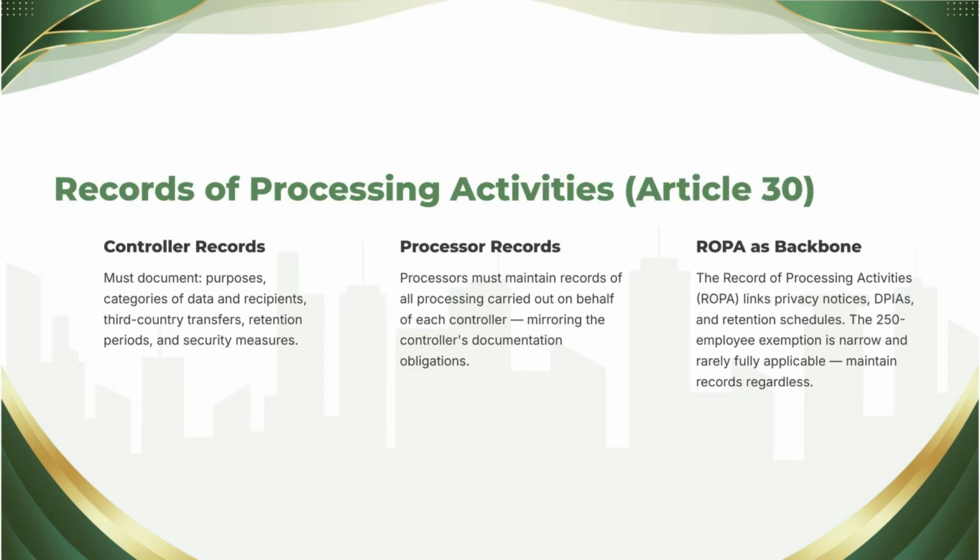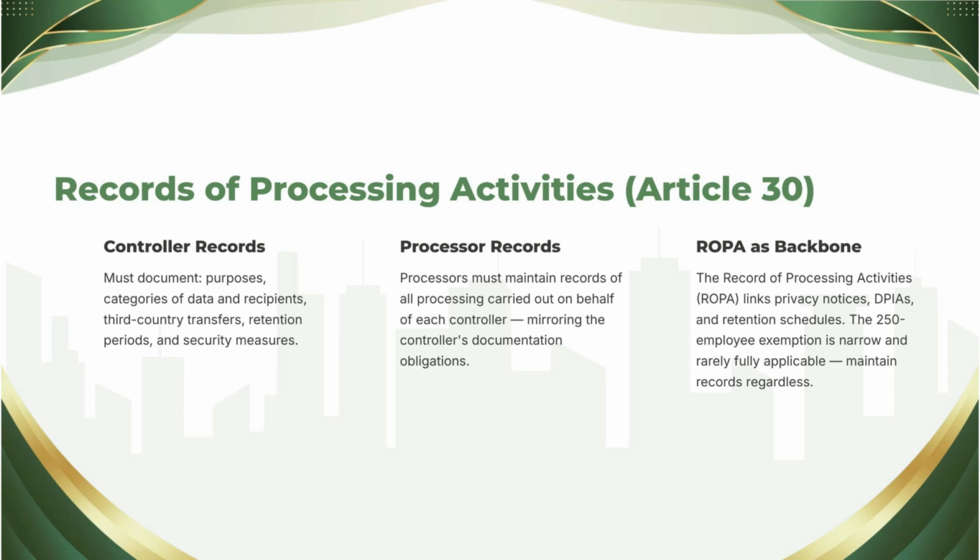Now for the document every investigation requests first, the record of processing activities, universally known as the RoPA. Article 30 obliges controllers and processors to maintain a written record, electronic counts, of their processing. And I want you to see it not as bureaucratic homework, but as your organization's data map, the master inventory from which everything else navigates.